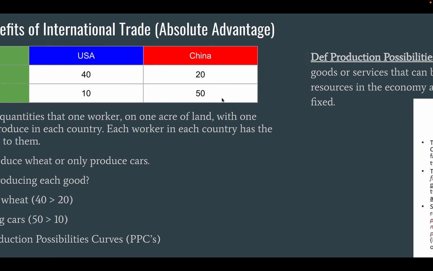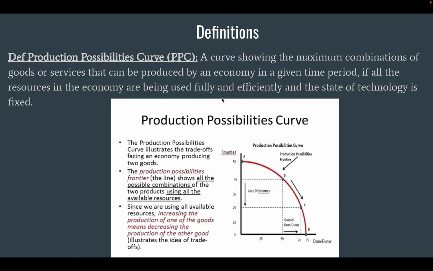Now, what we're going to do is put these on the production possibilities curve. If we're going to talk about something, we might as well know what we're talking about before we speak about it. So a PPC, a production possibilities curve, is a curve showing the maximum combinations of goods or services that can be produced by an economy, or at least in this case by one worker in an economy in a given period of time, if all the resources in the economy are being fully and efficiently used and the state of technology is fixed.